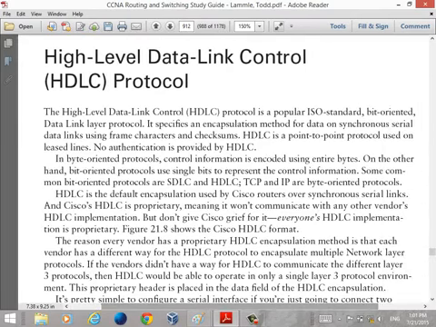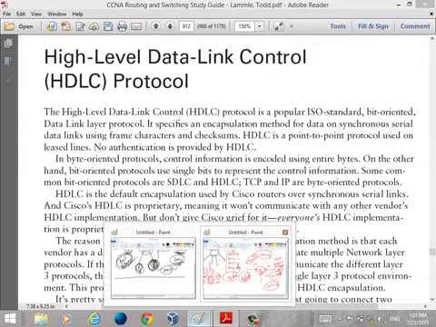The protocol is a popular ISO standard bit-oriented data link layer protocol. It specifies an encapsulation method for data on synchronous serial data links using frame characters and checksums. SDLC is the point-to-point protocol used on these lines. No authentication is provided by SDLC. What is it trying to say? First of all, let me explain the stuff.